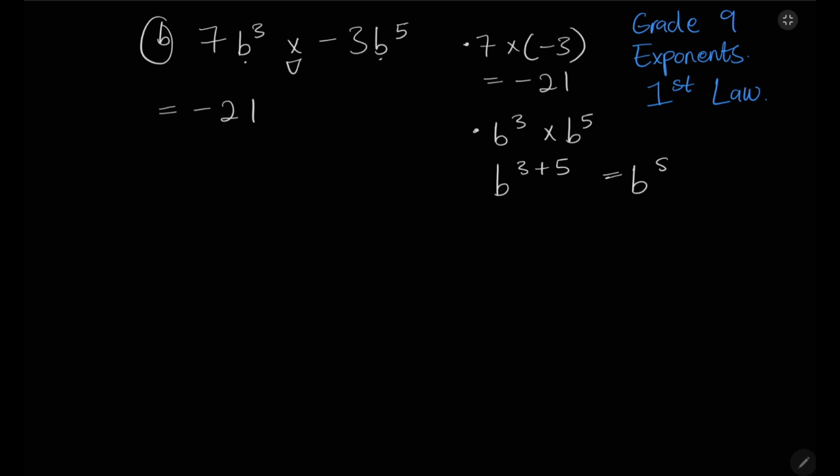3 plus 5 is 8. So you write down your b, and you may also show this here: 3 plus 5, which gives negative 21, b to the power 8. Now let's move to C.